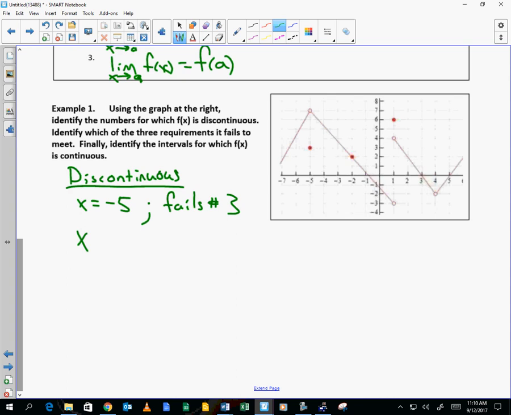Give me another x value where it's discontinuous. 1. Does f of 1 exist? What is it? 6. Does the limit exist? No. Why? Different from the left and right. So it fails number 2.